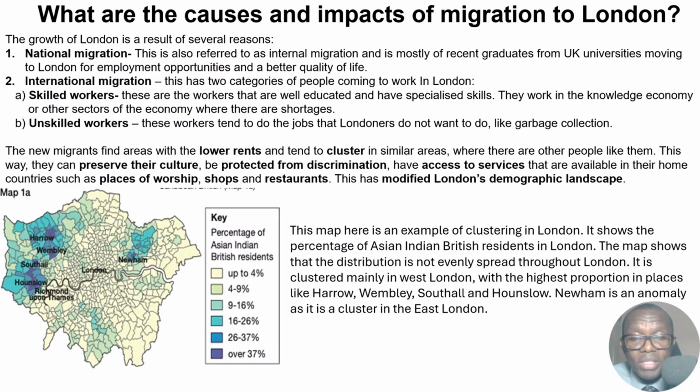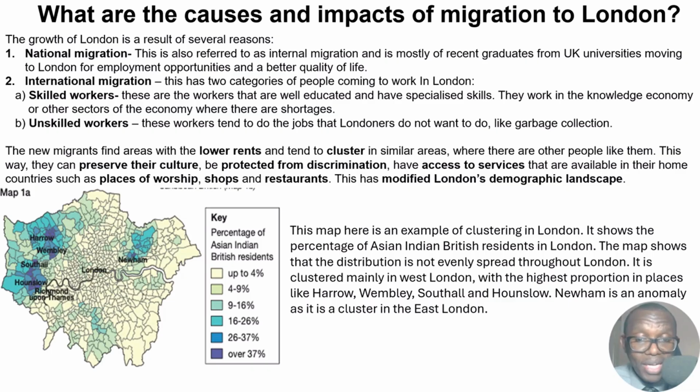The new migrants find areas with lower rents, and they tend to cluster in similar areas where there are people like them. This way they can preserve their culture, be protected from discrimination, and have access to services that are available in their home countries, such as places of worship, shops and restaurants. And this has modified London's demographic landscape. This particular map here is an example of that clustering in London.